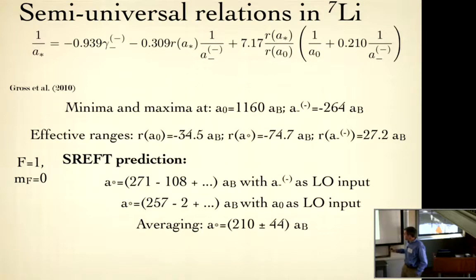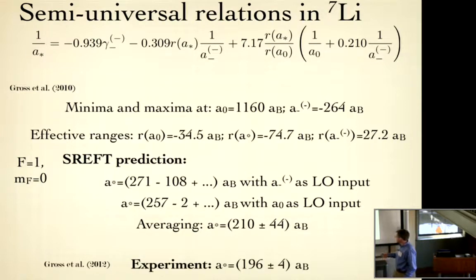After we published this, Gross et al. published a subsequent paper with their experimental results on this, and this is entirely consistent within error bars with the prediction from this analysis of range corrections. What I want to point out is that this number is significantly different from the universal prediction, which is one of these two numbers depending on what you take as input, but the range corrections shift it in the right direction to get agreement between theory and experiment.